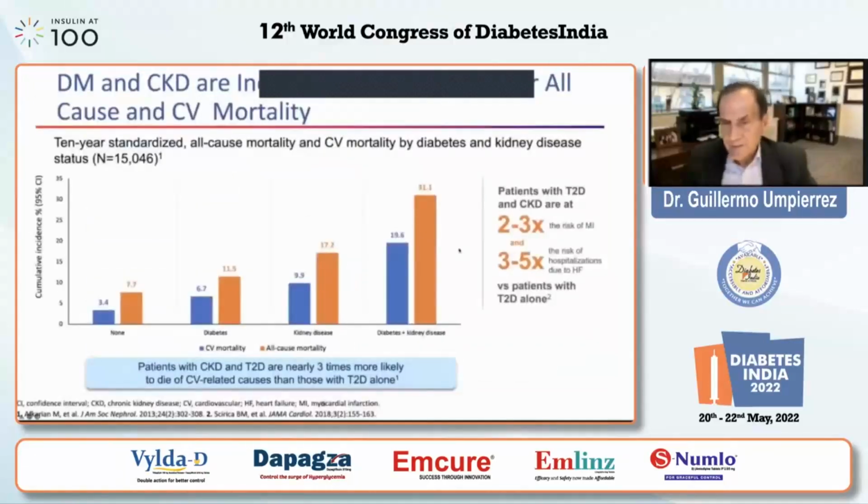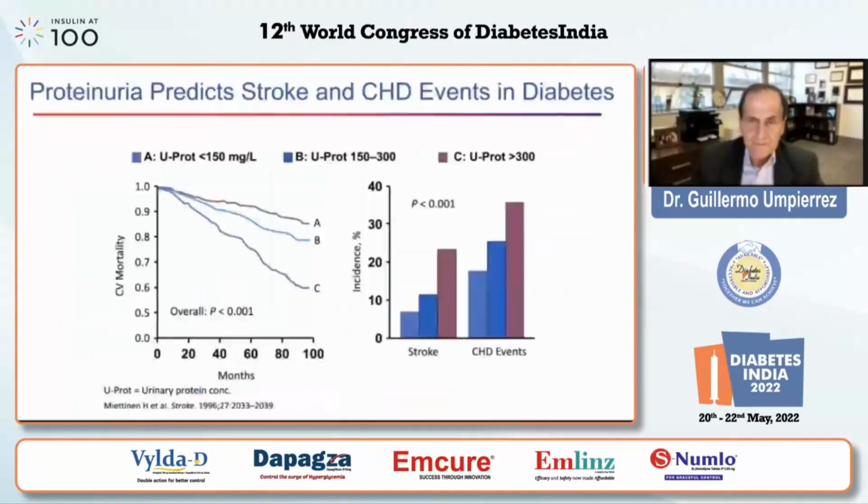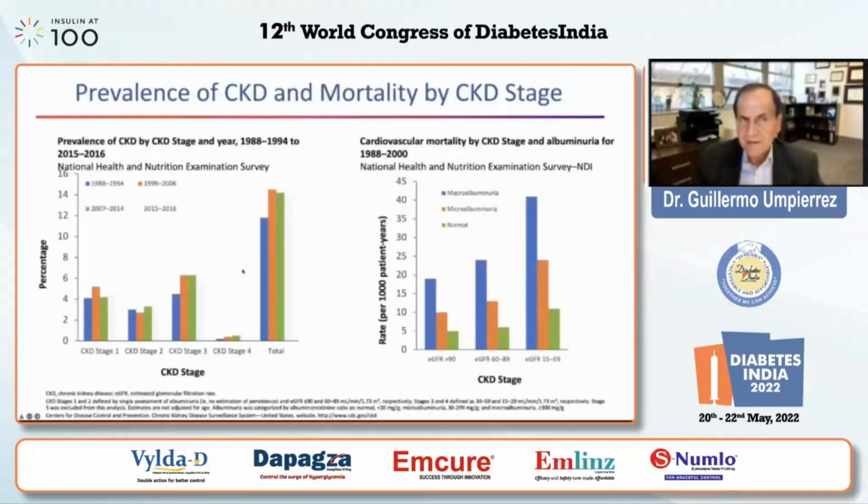So patients with type 2 diabetes and CKD have a 2 to 3 times increased risk of acute myocardial infarction, and believe it or not, 3 to 5 times the risk of hospitalization for heart failure. And of course, heart failure has a poor long-term prognosis. Proteinuria predicts strokes and coronary heart disease events. I just wanted to highlight here that you don't have to have massive proteinuria. This is just less than 150, more than 300. Increased risk of cardiovascular mortality, increased risk of strokes, and coronary heart disease events.